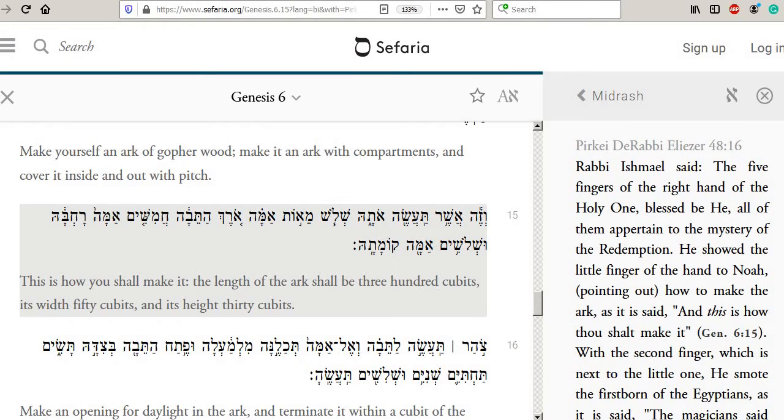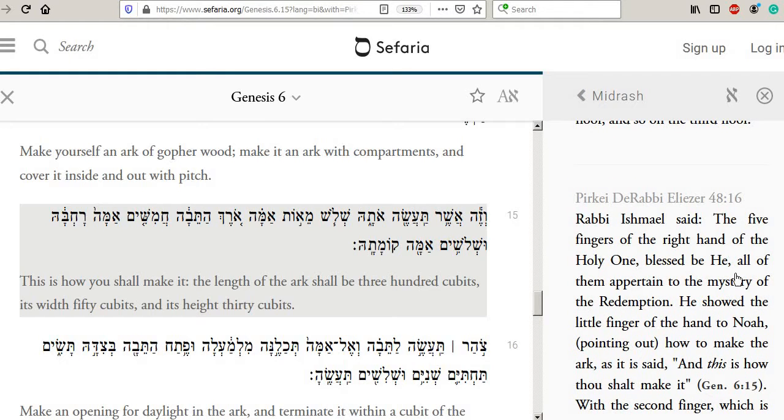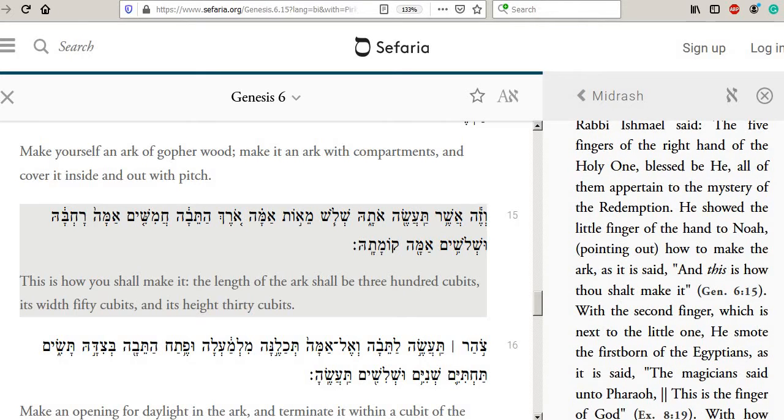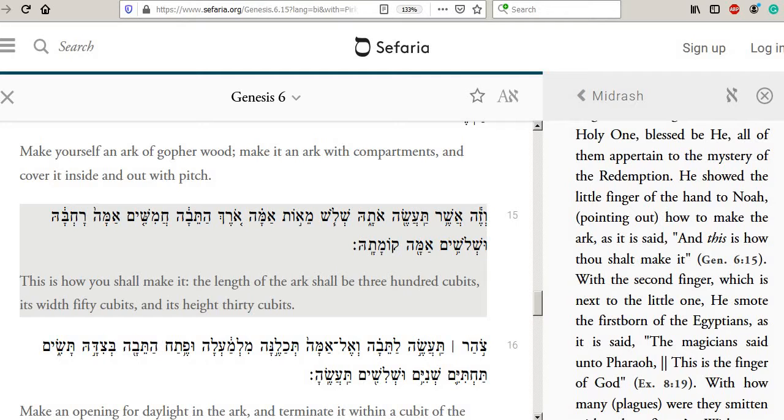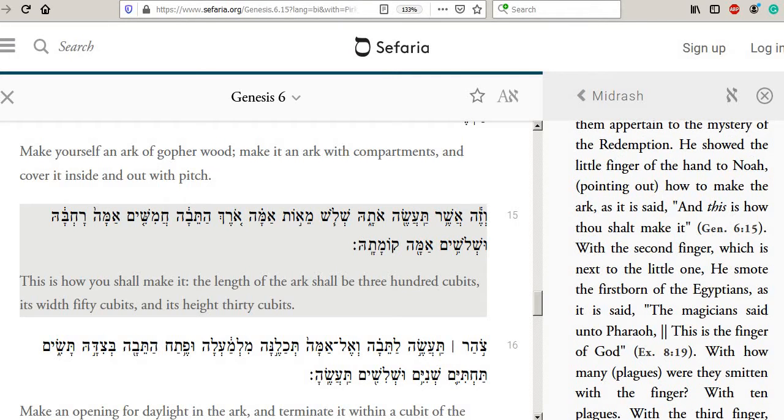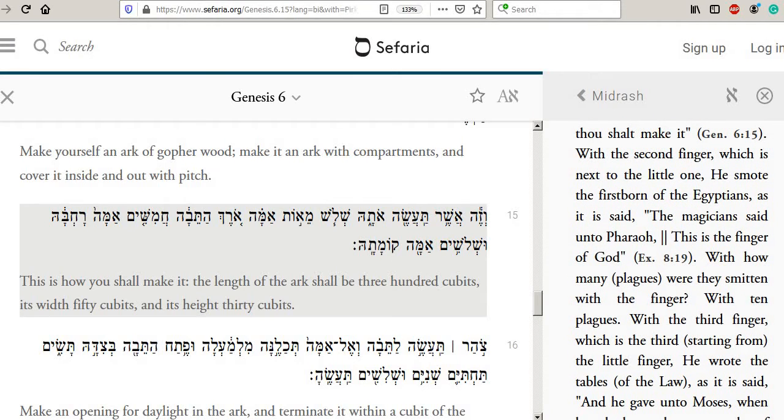Now we'll go down here and learn more about the 5 fingers of the right hand of the Holy One, blessed be he. All of them appertain to the mystery of redemption. So each of his 5 fingers. He showed the little finger of the hand to Noah, pointing out how to make the ark, as it is said, and this is how you shall make it. So Hashem used his, we would call it the pinky finger, I guess, to show Noah how to build the ark. Very interesting.